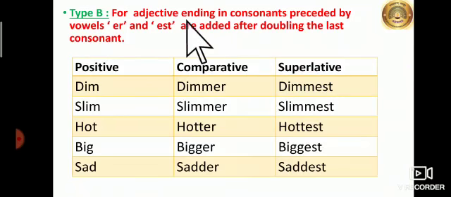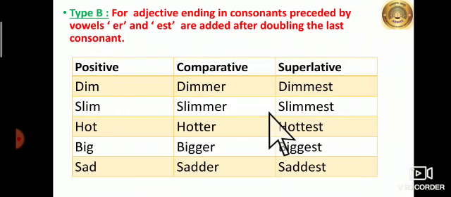Type B. For adjectives ending in consonants preceded by vowels, ER and EST are added after doubling the last consonant. Positive, comparative and superlative. Now this is type B, which is formed by adding ER and EST. Let's see. Dim, dimmer, dimmest. Now dim has become dimmer by adding double M and ER. And in the superlative, the M is doubled and EST is added, which has become the highest degree, dimmest, superlative.